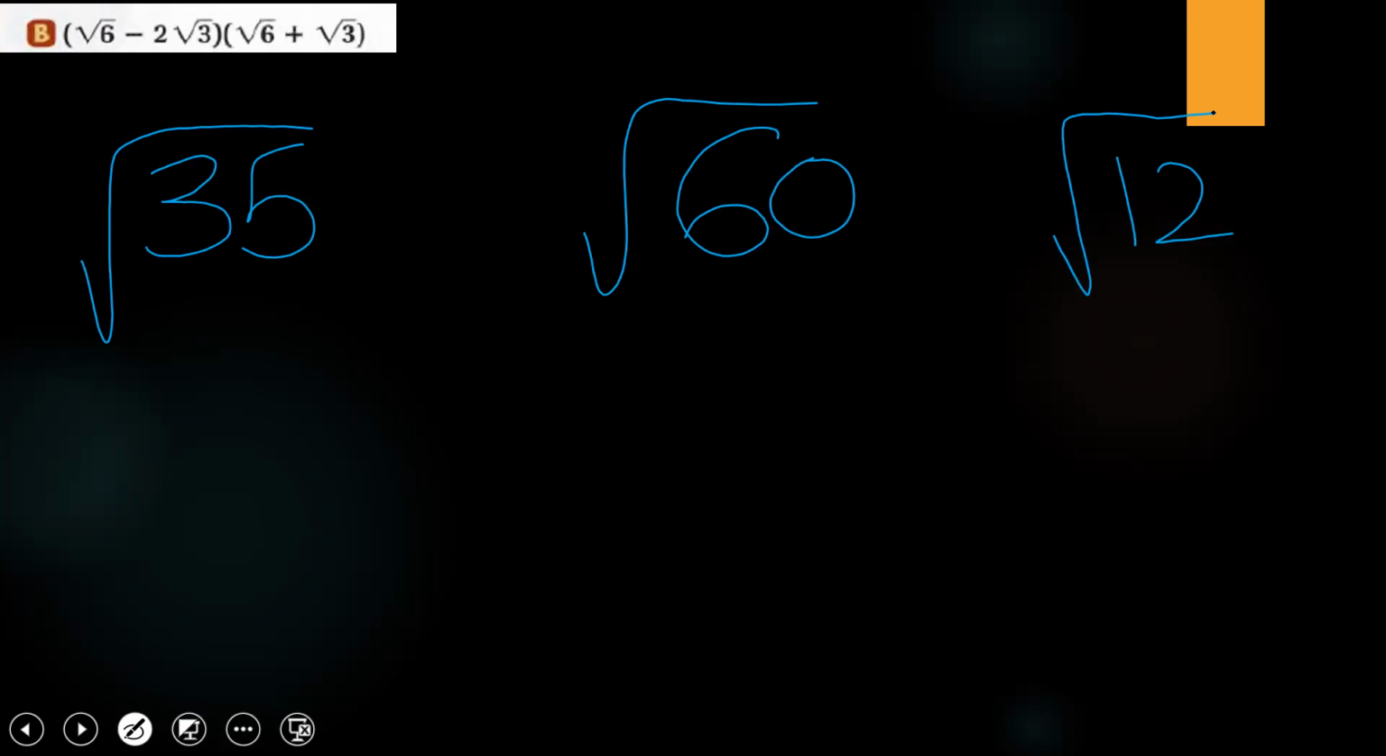So now look at the second step. Let's try to factorize each number. This 35: give me two factors of 35, that if you multiply them, you get 35. 7 and 5, exactly.